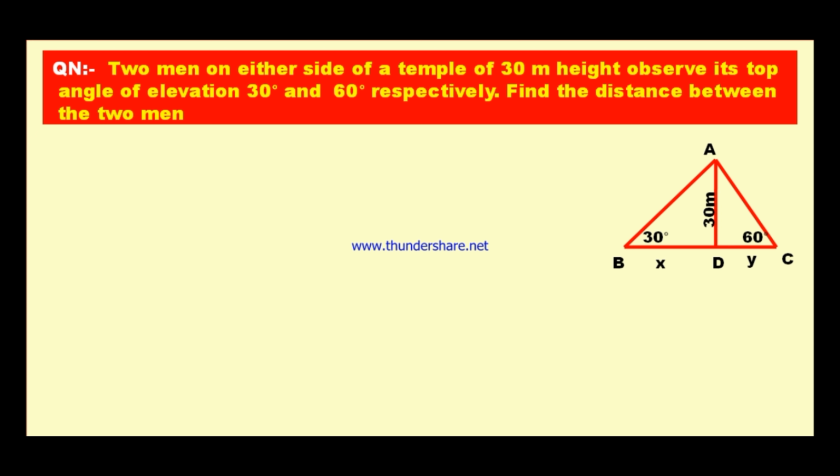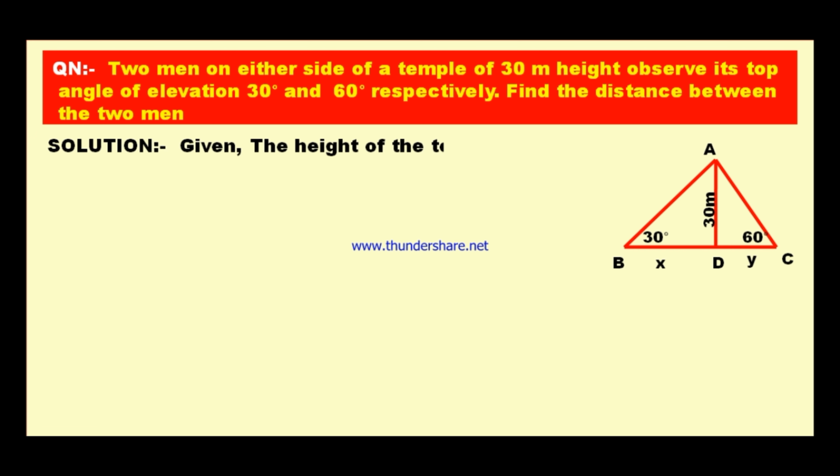The angle of elevation of the top of the temple from the first person B is 30 degrees. The angle of elevation of the top of the temple from the second person at C is 60 degrees. Now we have to find the distance between both the persons, which is nothing but x plus y. x is the distance between the temple and the first person and y is the distance between the temple and the second person. If you find x and y separately and add them, you will get the distance between both the persons. Here is the solution.